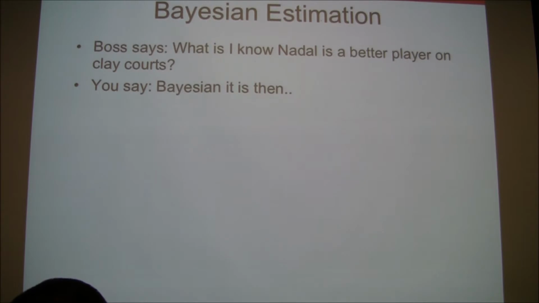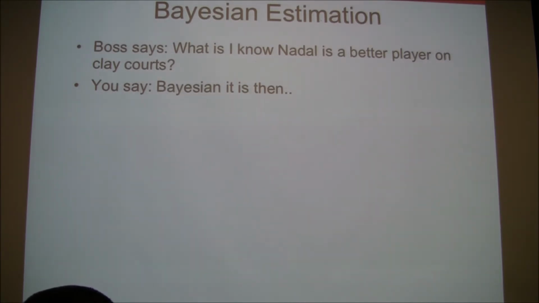The other issue may be, you may actually have prior beliefs. You may say, right, last year he lost, but I know in my heart of hearts he's a better player on clay courts. Why does your inference not show that? Where can I put that in? And if you're willing to do that, then that's where Bayesian statistics come in.